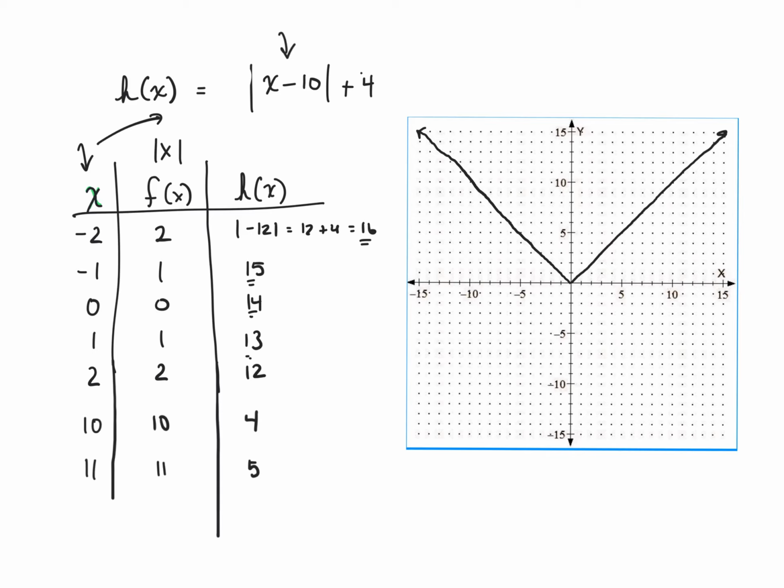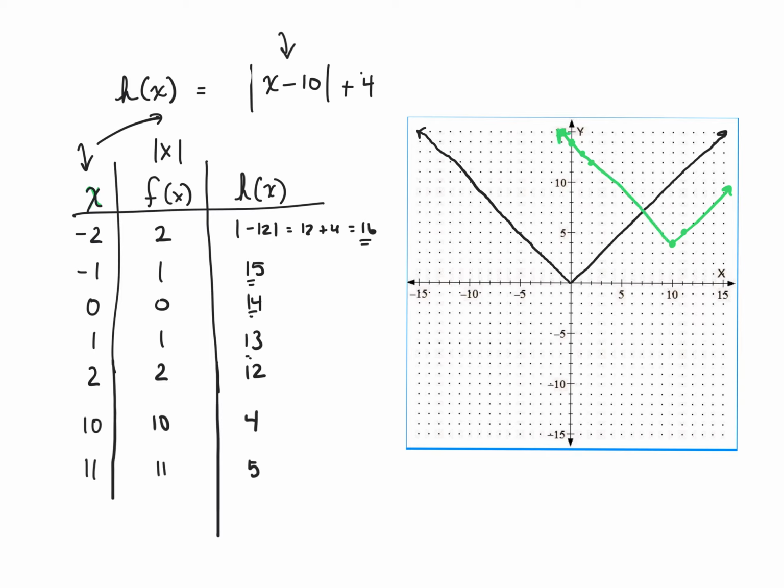So if I plot the point negative 2, 16, I can't plot it. It's not on my graph. So I'm going to plot negative 1, 15. So here's that point. And then I'm going to plot 0, and I get 14. So here's 0, 14. And I plot 1, and I get 13. Plot 2, I get 12. And then I skipped to the value of 10, and when I plotted 10, I got 4. And then when I plot 11, I got 5, so it started going back up again, which makes sense to me because the absolute value is going to go down to one point and then start going back up. So if I go ahead and graph this, okay, there's my function.